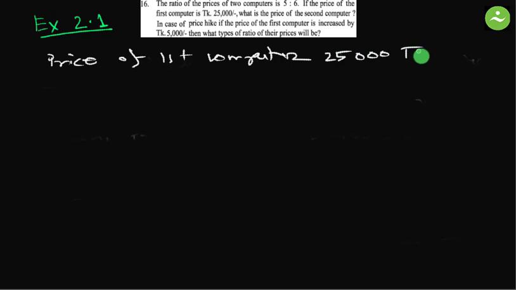Now we will answer the second part. In case of price hike, if the price of the first computer is increased by taka 5,000. Now we got the price of first computer. Let us write again. Price of first computer, it was 25,000 taka. Price of second computer is 30,000 taka.